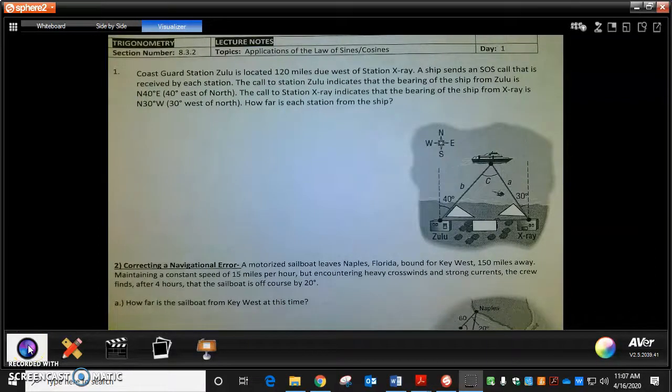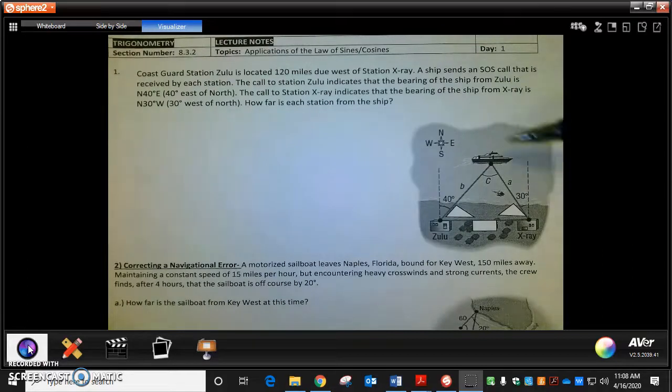Hey guys, today we are going to do the next section. It's 8.3.2. It's going to involve some applications or story problems, if you will, that involve either the law of sines or the law of cosines. So the same formulas we've been using, so keep those formulas handy. But these are going to be in some word problems, and we're going to have to make a decision about which of the formulas we should use.